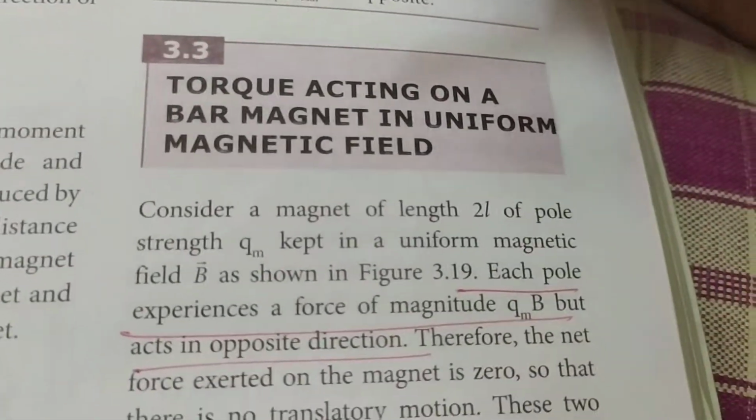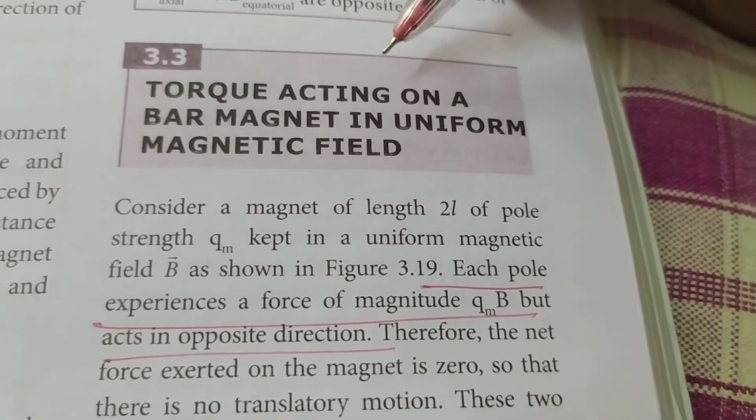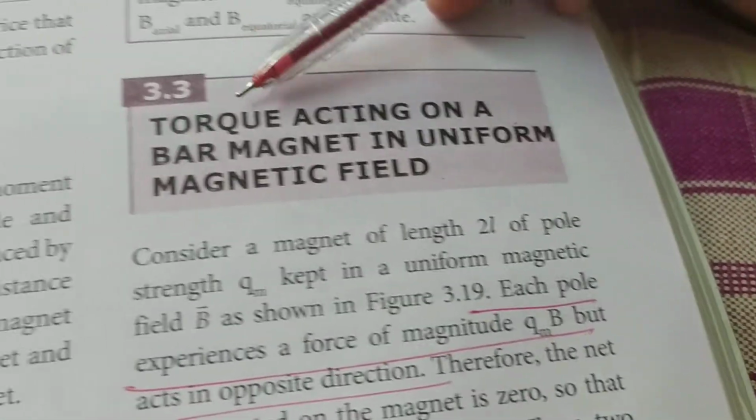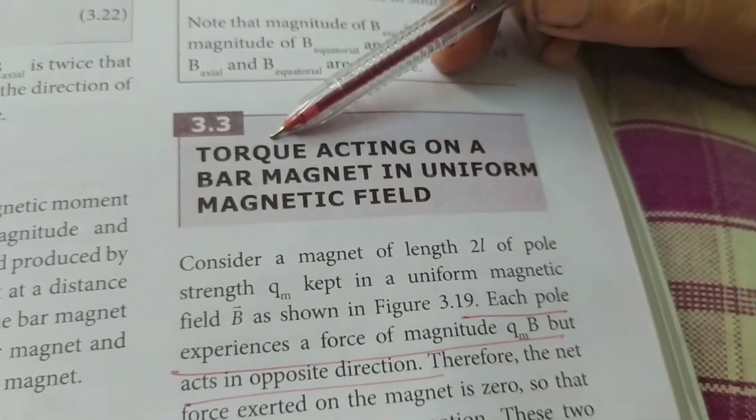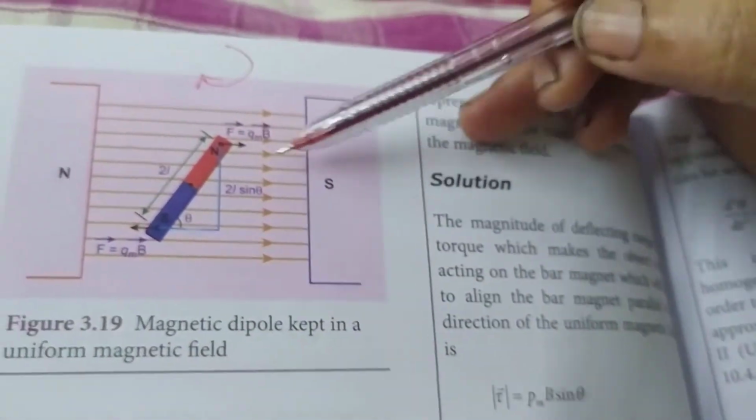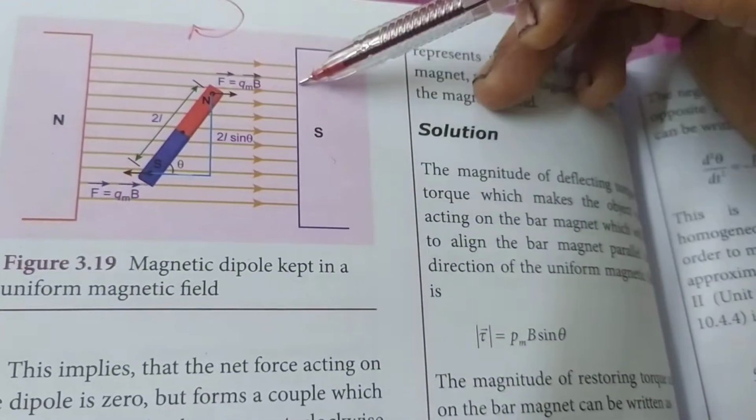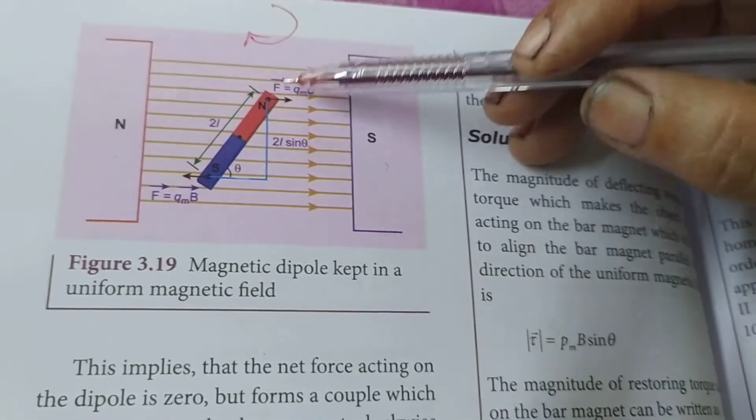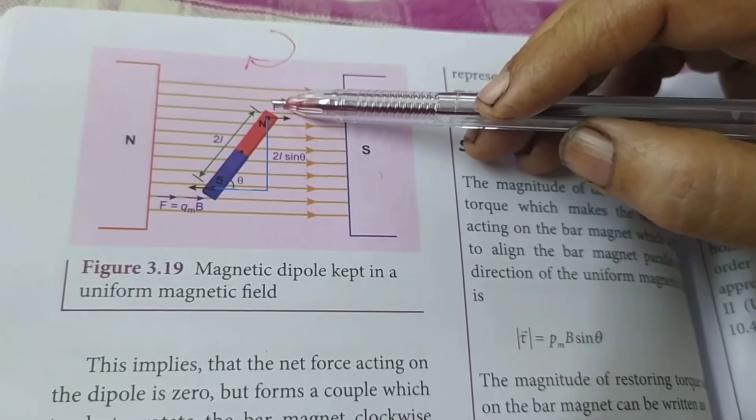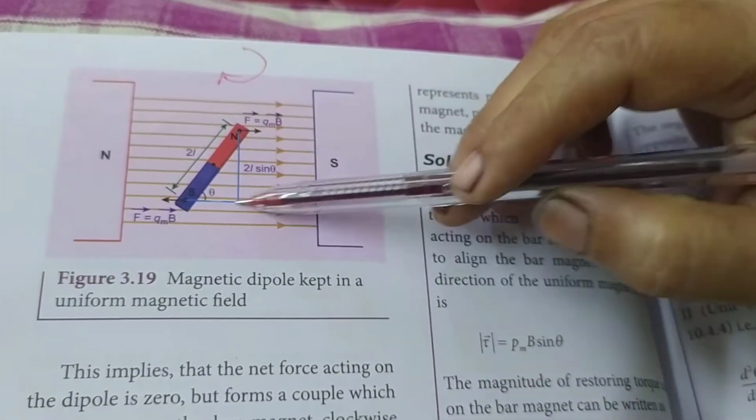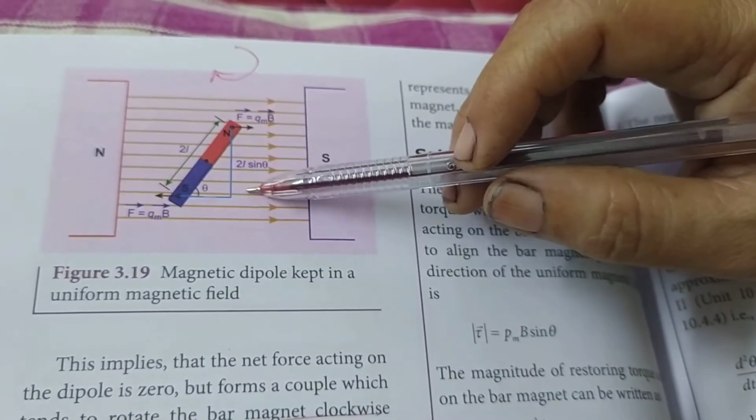Next we are going to see about torque acting on a bar magnet in a uniform magnetic field. You know torque is nothing but rotating force. Here you are having north pole and south pole. This is a uniform magnetic field. Here you are having the magnet whose length is 2L. When this is kept in this uniform magnetic field, it will rotate in the clockwise direction. So this rotating force is nothing but torque.